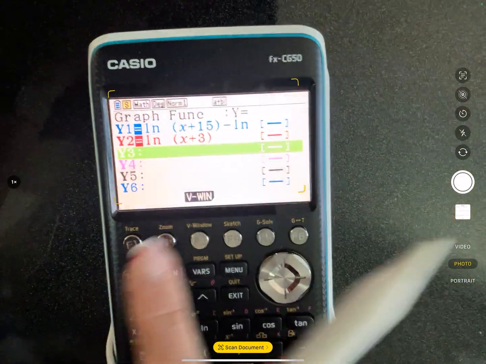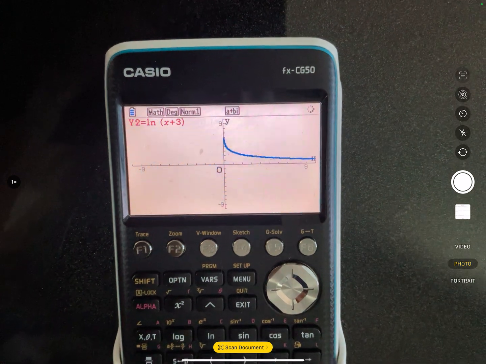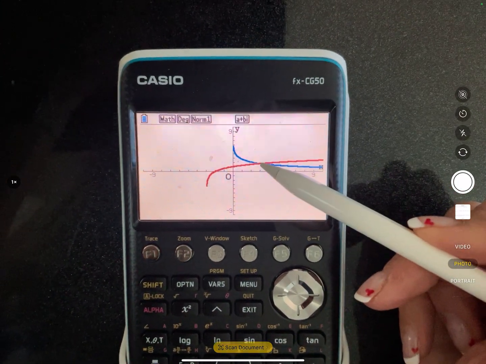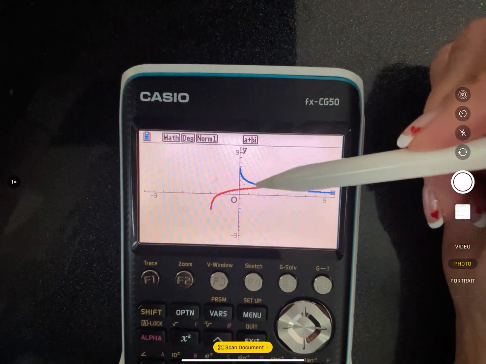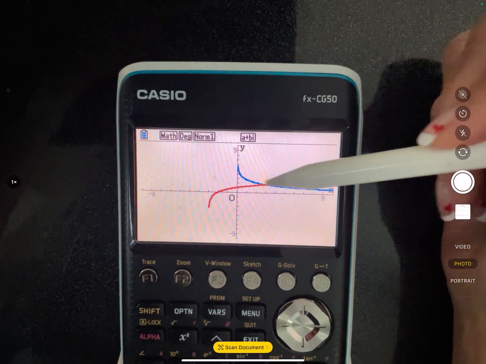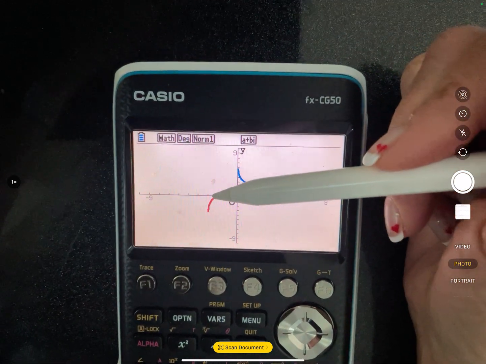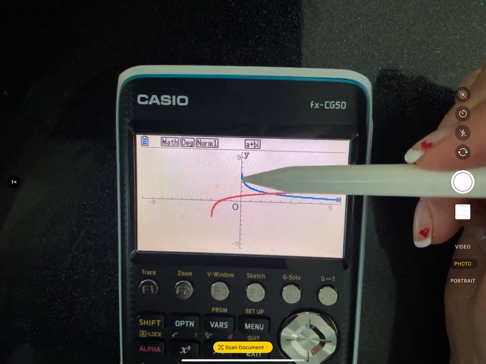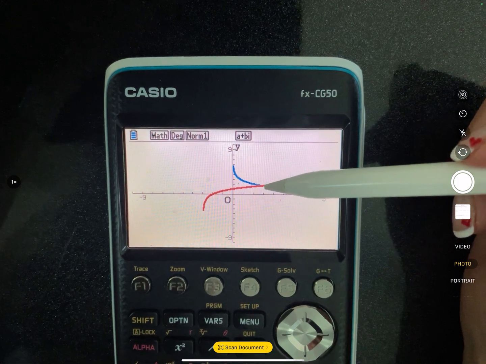And then I'm going to hit Shift F3 because I don't know what my window looks like. And then I'll press draw. And you will see that there's going to be exactly one intersection point. And that's because this blue graph has a domain of 0 to infinity. So anything to the left of 0, there won't be an intersection point because this blue graph completely is out of that domain. So my only answer is going to be this value right here.